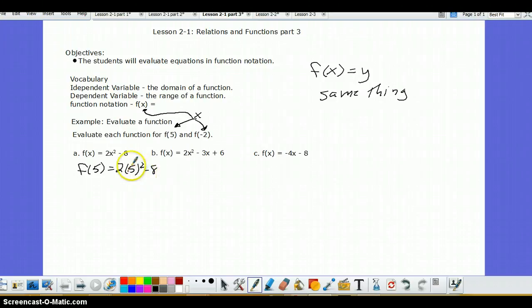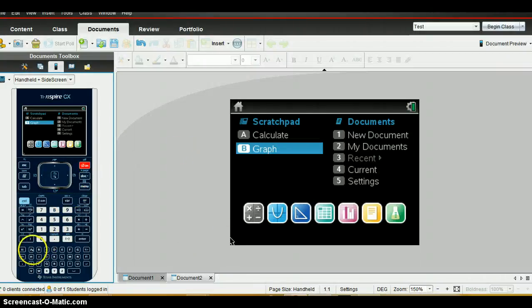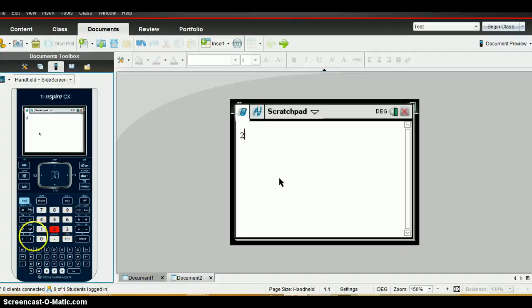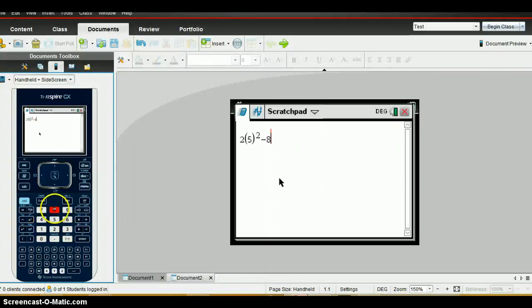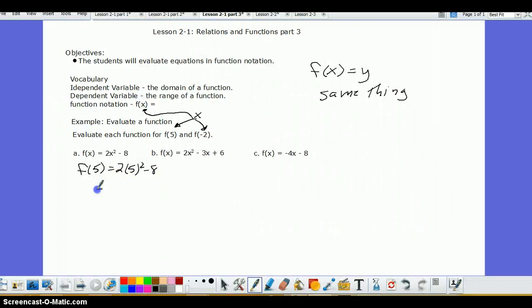You could work this by hand by using the order of operations, or we can go to the calculate screen of our calculator. We want 2, we put 5 in, it's squared, and then it was minus 8. And we get 42. So the answer to this is 42.